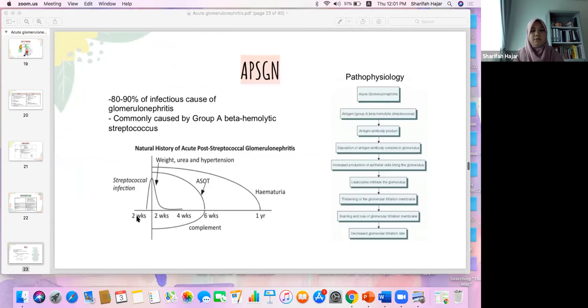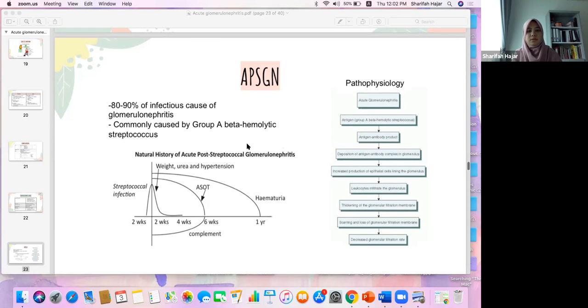So you can see here, after 2 weeks of streptococcal infection, we can see many signs. Okay, so like this, after 2 weeks, we can see the weight, urea, and hypertension will be decreasing, and also the anti-streptococcal antibody titer is decreasing until 6 weeks, and also complement. This is the normal one. So for complement, it is low at first, and then it will increase gradually until 6 weeks. Okay, so for hematuria, it can persist up to 1 year.